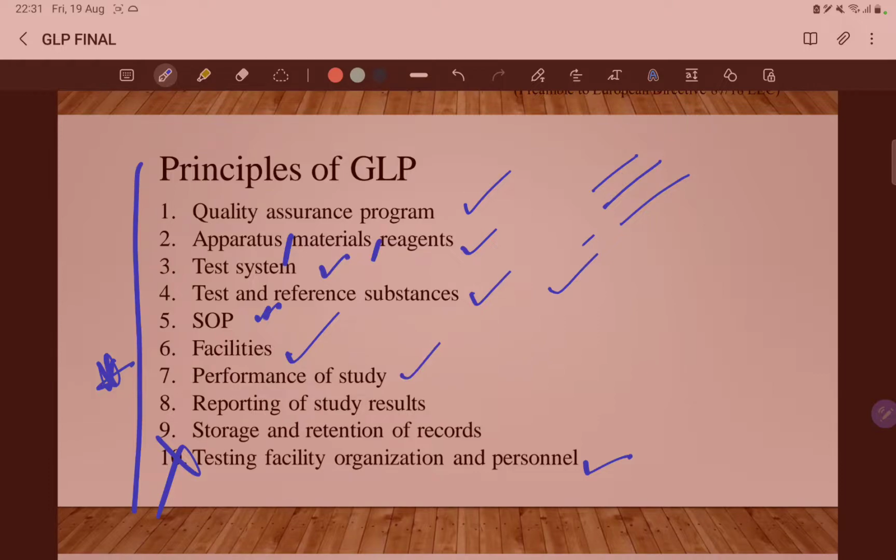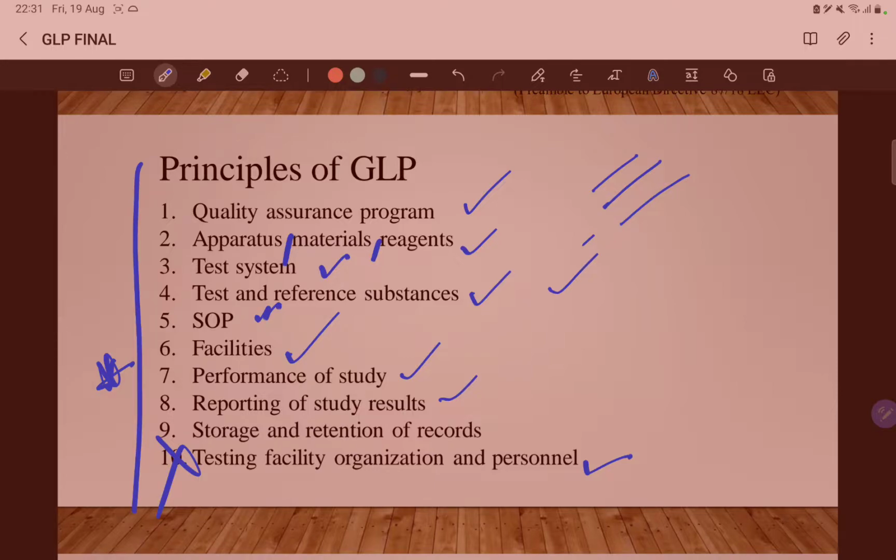Now performance of the study: prepare the study plan, content of the study plan, identification of the study, records, dates, reference to the test methods, information concerning the sponsor and facility, and conduct of the study. Reporting of study results: information on sponsor or test facility, experimental starting and completion dates, a quality assurance program statement, description of material and test methods, results, and the storage.